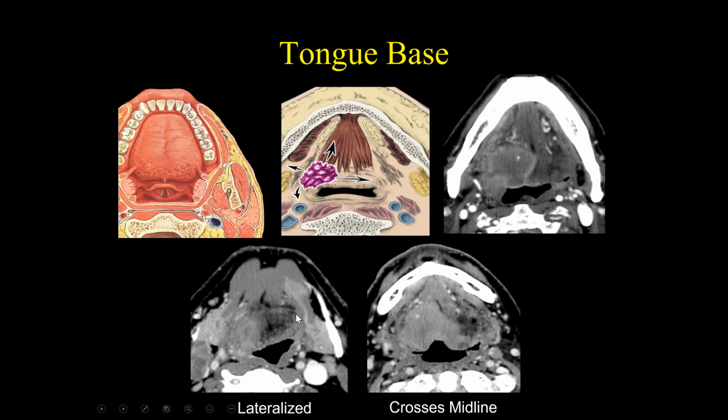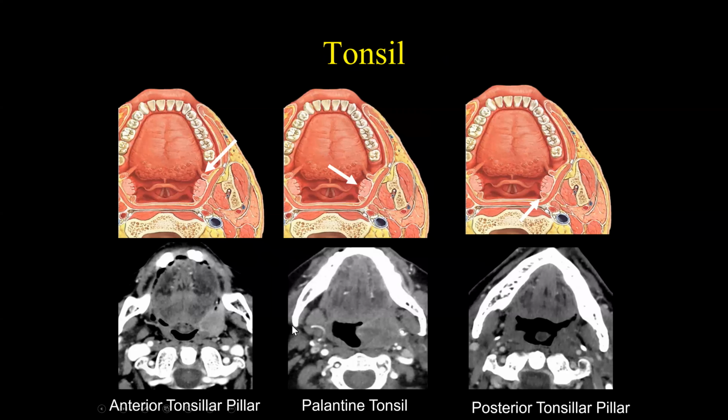Now, tongue-base carcinomas do not tend to involve bone, but they tend primarily to extend within the adjacent soft tissues. So one of the most important things that you can do is, first of all, determine whether or not it's lateralized or whether it crosses midline. And secondly, you should try to give some estimate of the size of the tumor, as we'll discuss later for staging.